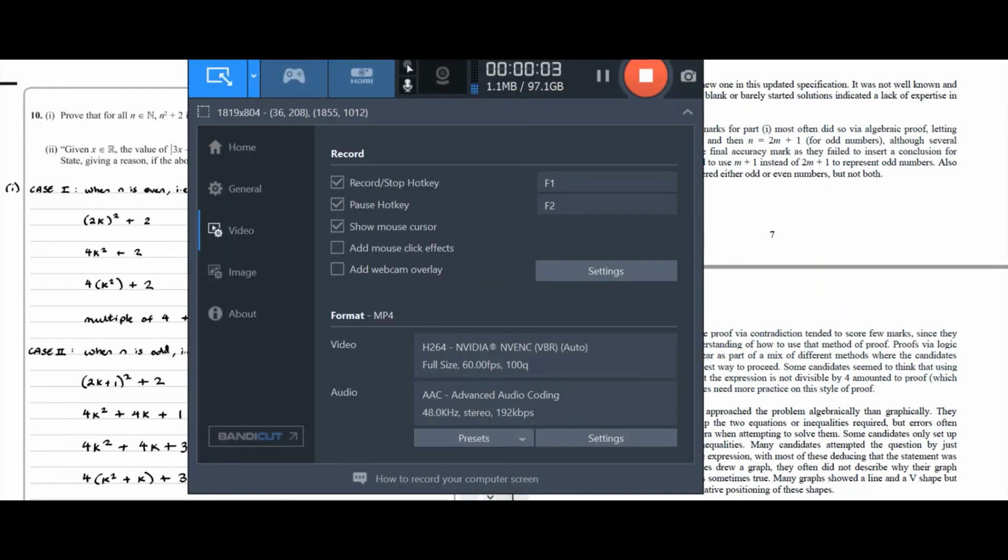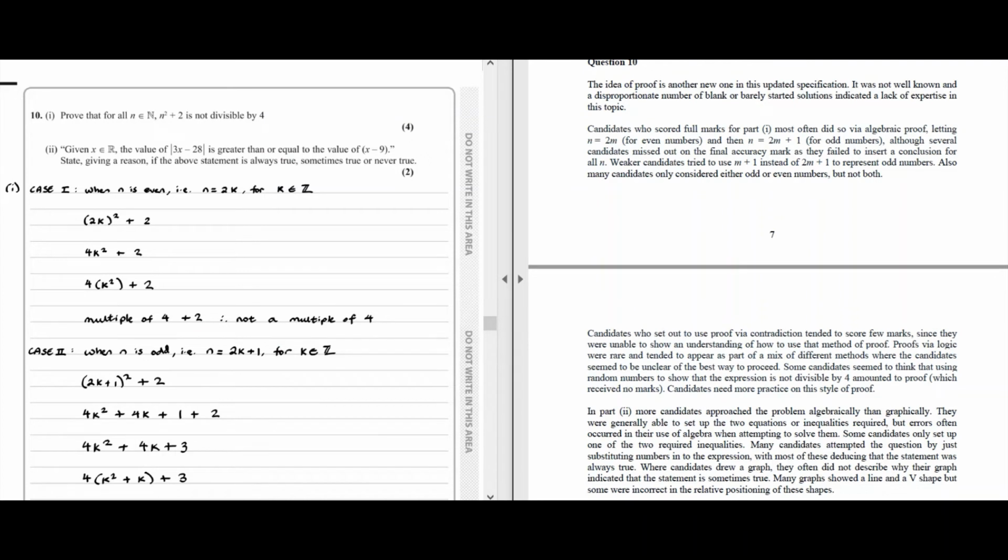Question 10. For question 10, this idea of proof is another new one in this updated specification. It was not well known, and a disproportionate number of blank or barely stated solutions indicated a lack of expertise in this topic. Candidates who scored full marks in the first part most often did so via algebraic proof, letting n equals 2m for even numbers and n equals 2m plus 1 for odd numbers, although several candidates missed out on the final accuracy mark as they failed to insert a conclusion for all n.